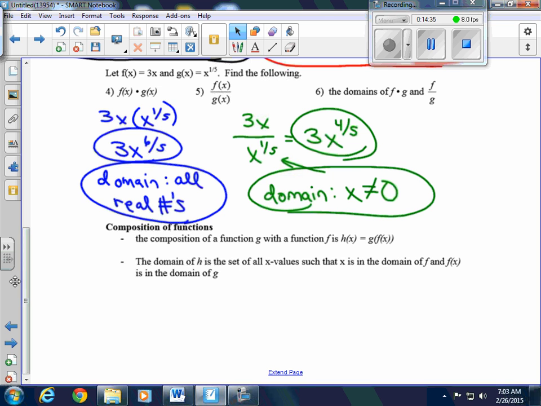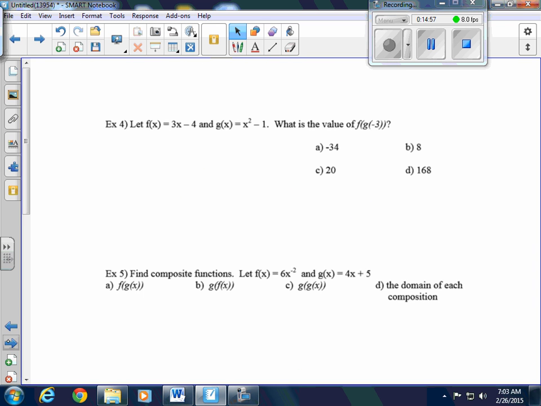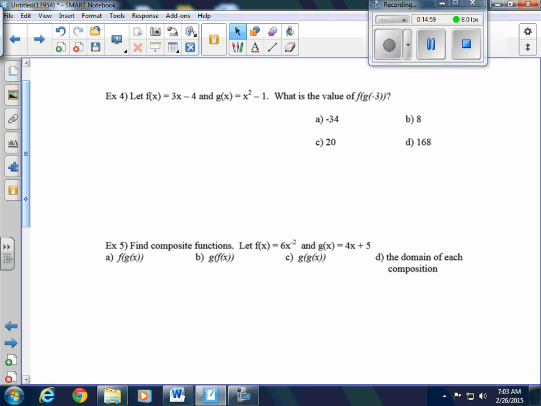The next thing we're going to talk about is the composition of functions. The composition of a function g with a function f is h of x equals g of f of x. The domain of h is the set of all x values such that x is in the domain of f and f of x is in the domain of g. So what we're going to do is look at a couple of examples.